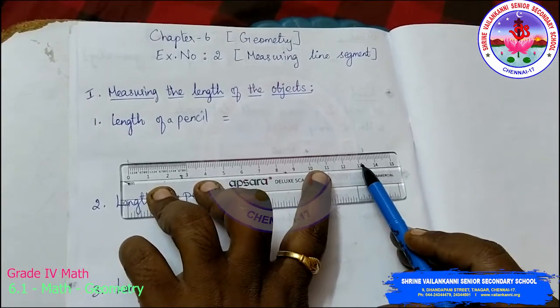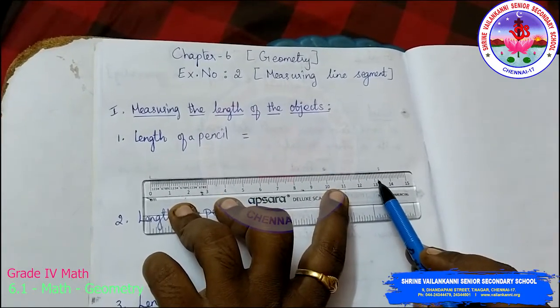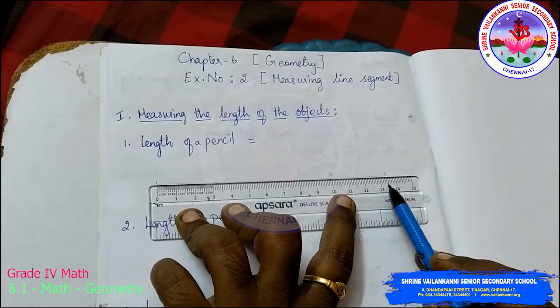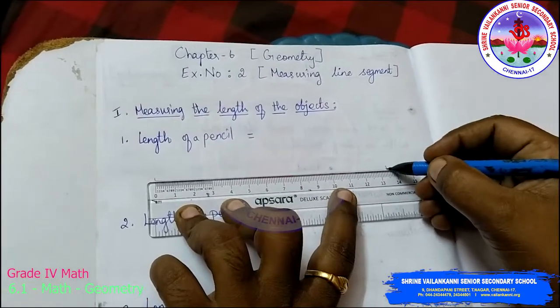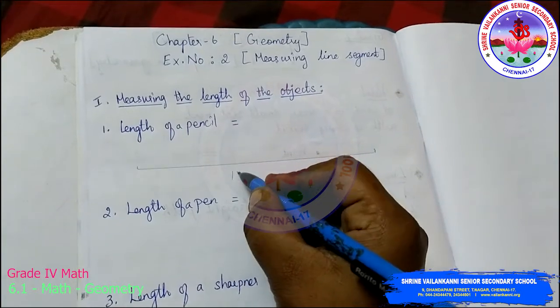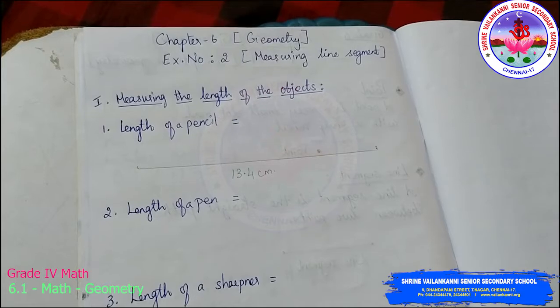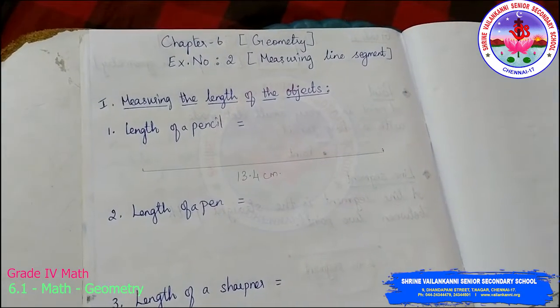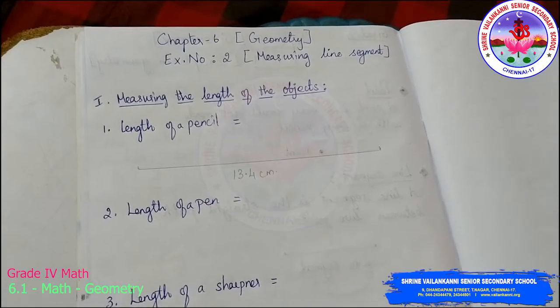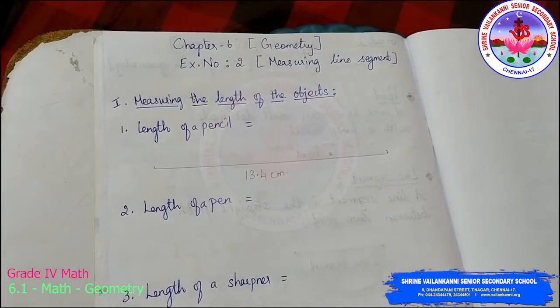After 13, the first line you will consider as 13.1, 13.2, 13.3 and 13.4. So exactly under 13.4 it is ending. So the line segment is 13.4 centimeter. So the object we used, the pencil, has a length of 13.4 centimeter. Next we are going to use the pen.